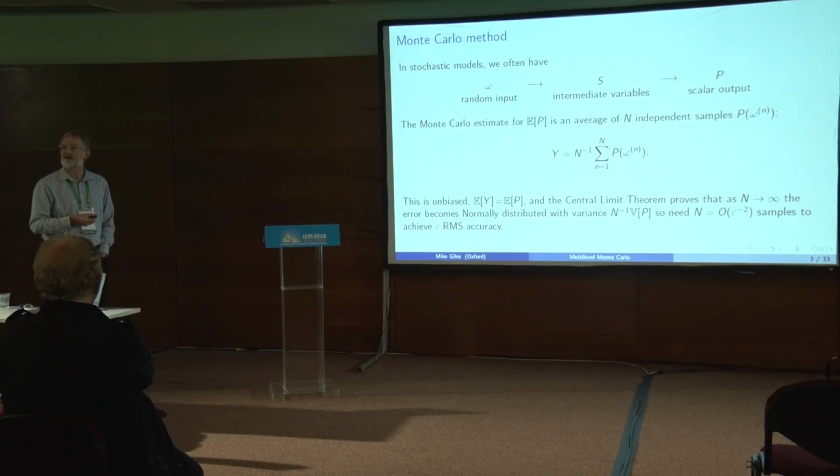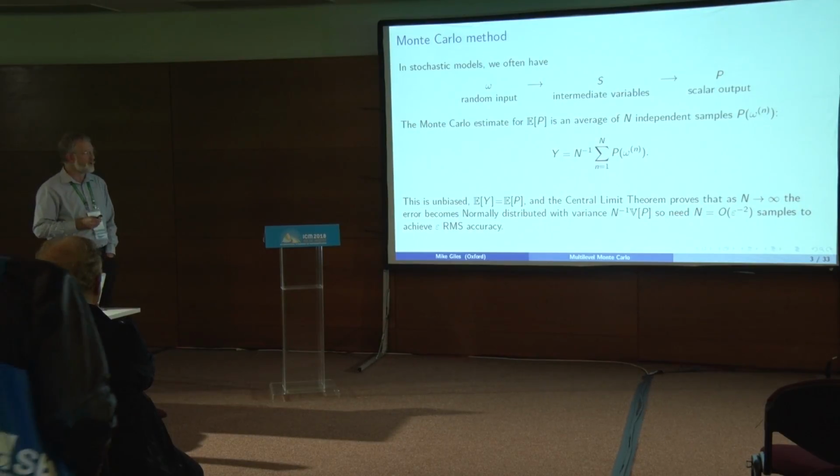And the Monte Carlo method is such a trivial method that we simply take n independent samples omega, and for each one of those, we perform the calculation, we compute the output quantity of interest, and then we just take a simple average of those. So that's, as it stands there, an unbiased estimate. So the expected value of the Monte Carlo average y is equal to the true expected value of P.